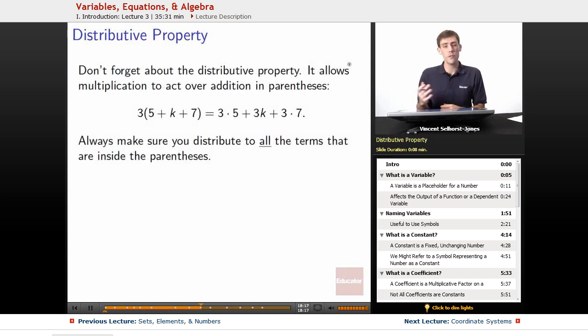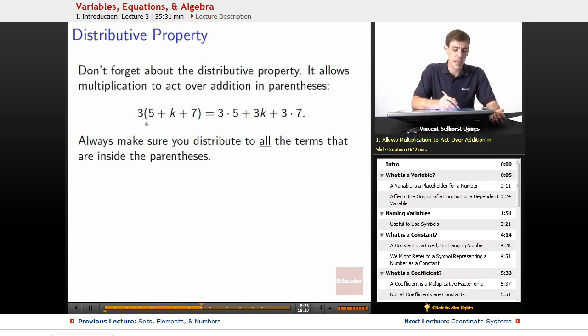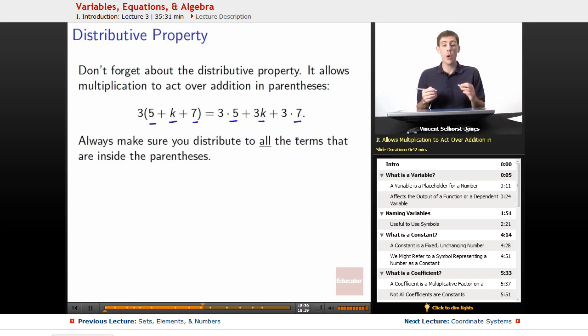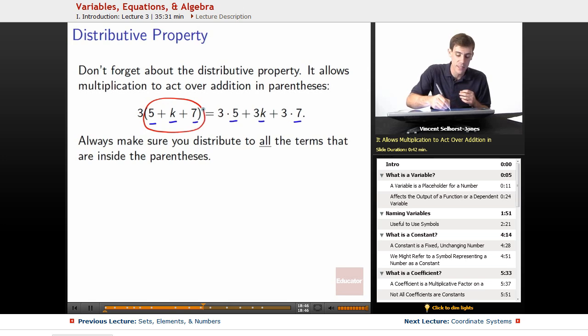Distributive property. We don't want to forget about the distributive property. It allows multiplication to act over addition when it's inside of parentheses. So if we have 3 times the quantity 5 plus k plus 7, end quantity, then that's equal to 3 times the first guy, 5, plus 3 times the second guy, k, plus 3 times the third guy, 7. So 3 times 5 plus 3 times k plus 3 times 7. That's the distributive property. Always make sure you distribute to all the terms that are inside the parentheses, right? We have to distribute to everything inside of the parentheses.